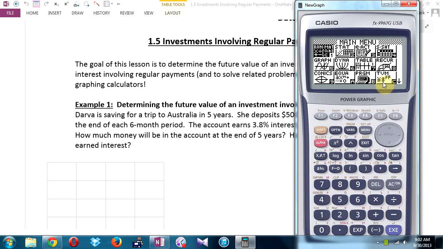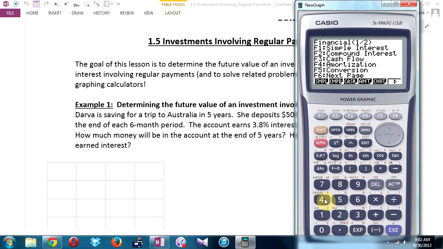I don't know where it is on yours. On mine, it's option C, but navigate your way there with the arrow keys, or if it has a letter or a number, you can press that on your calculator, and you want to get to this screen here. You all have this screen, I think. What kind of interest are we doing? Compound. What do you think I want to hit for compound?